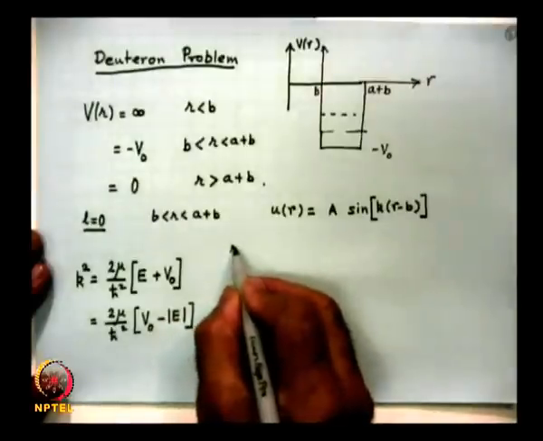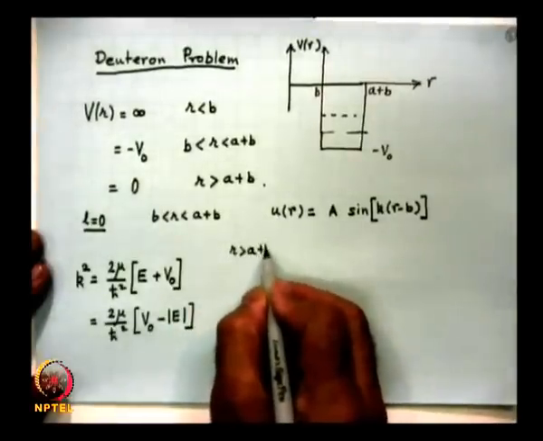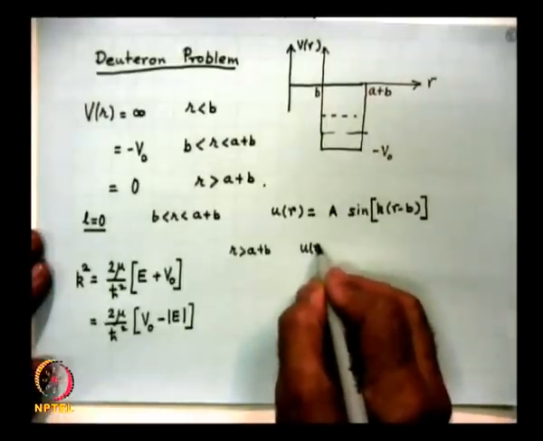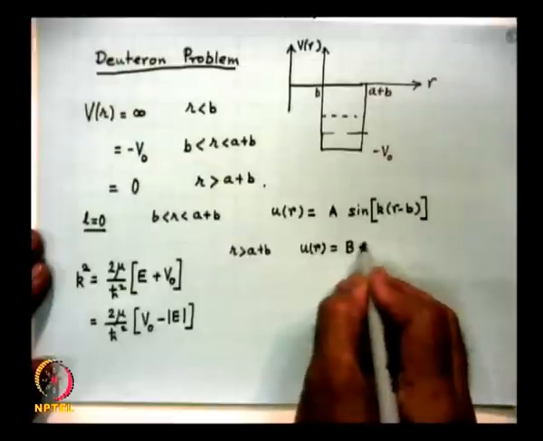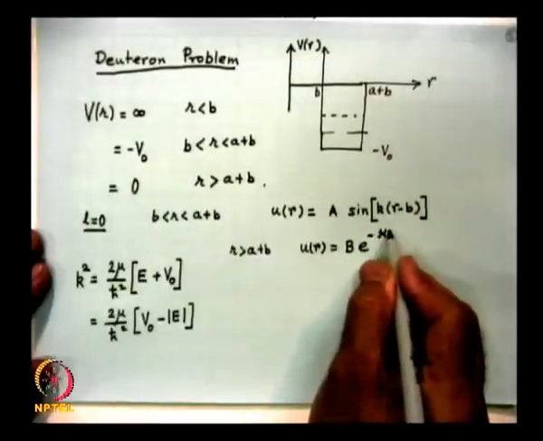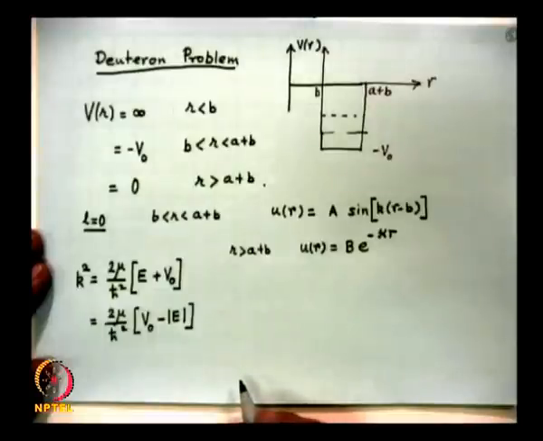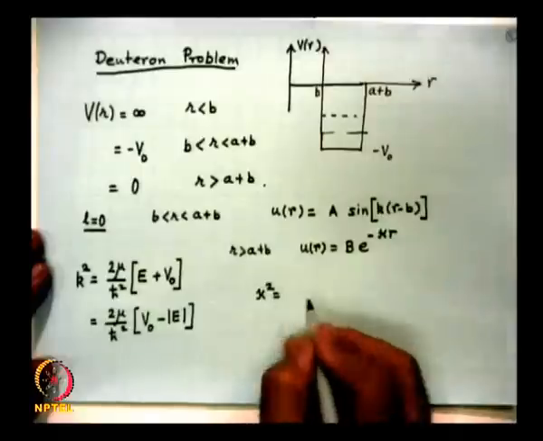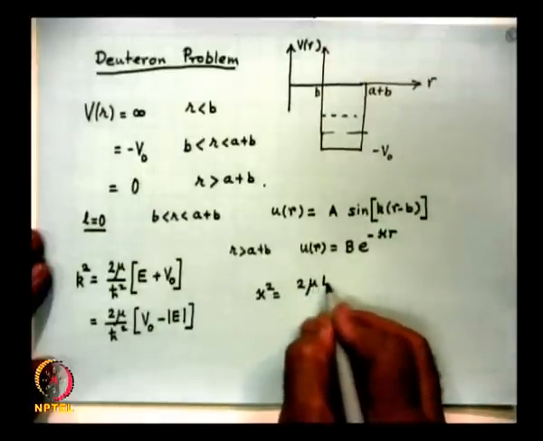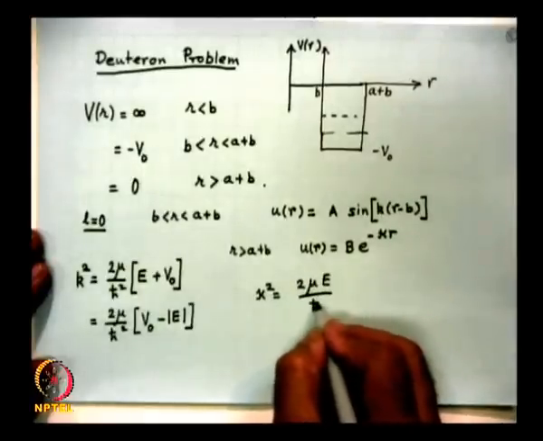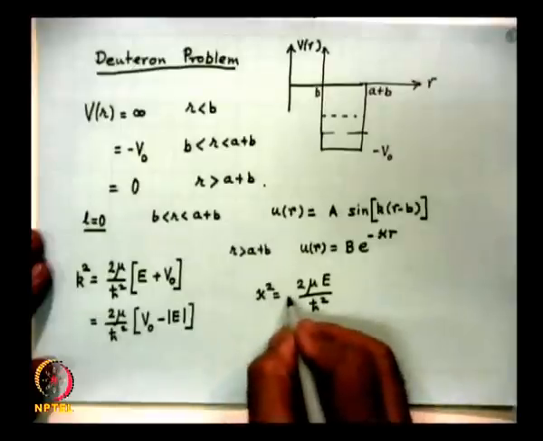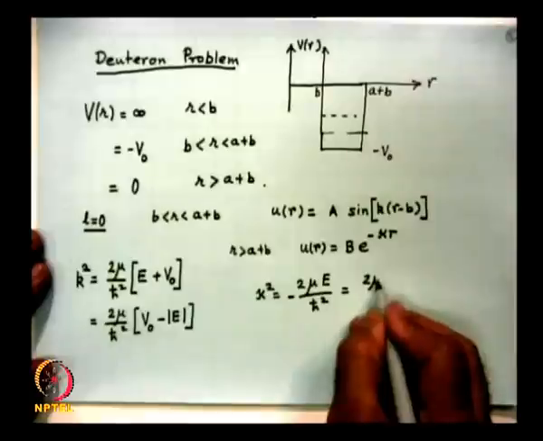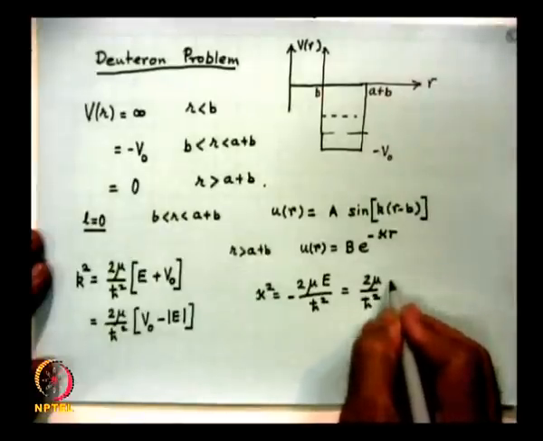Then for r greater than A plus B, the solutions are exponentially decaying. So, u of r we said will be equal to B into e to the power of minus kappa r, and kappa square was equal to 2 mu E by h cross square with a minus sign. So, this is equal to 2 mu by h cross square mod of E.